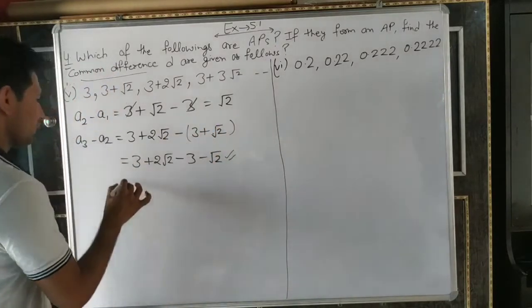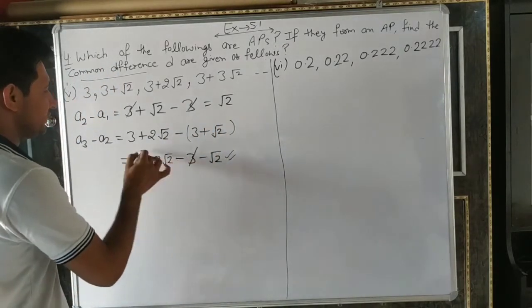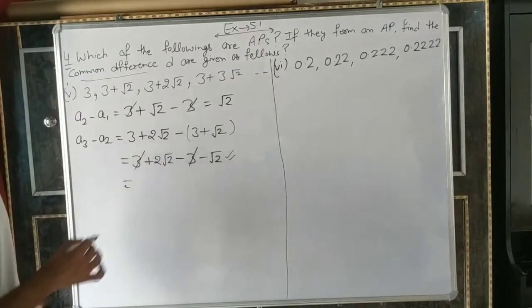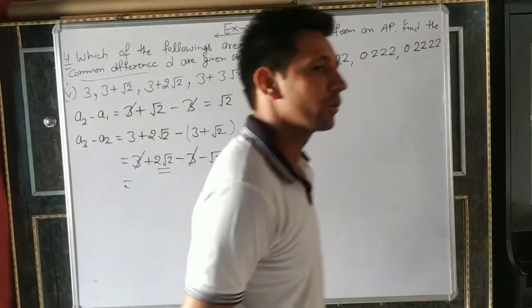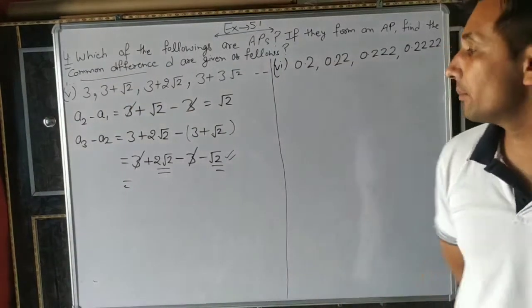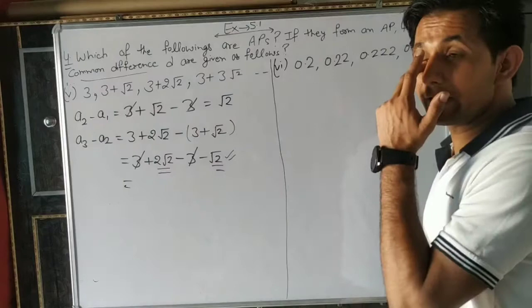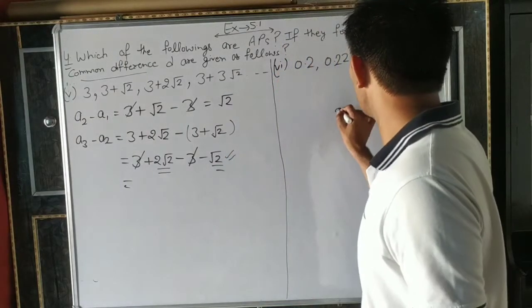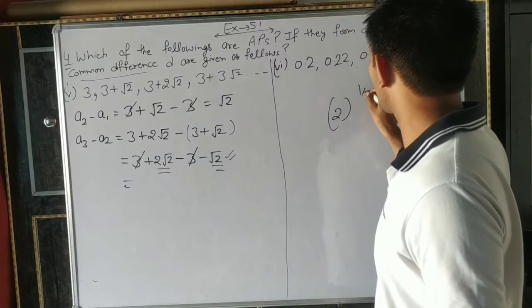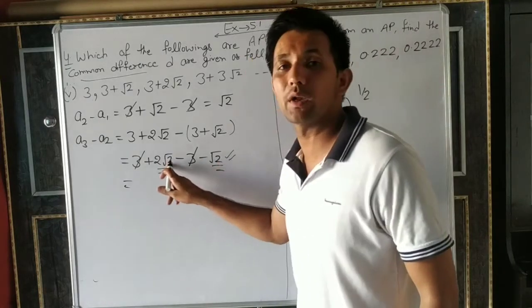Okay, so now 3 minus 3 is 0. Then 2 root 2 and minus root 2. Tell me, are they like terms or not? Yes, they are like terms, dear. What are like terms? Whenever the variable and power are the same. The power of root 2 means 1 upon 2. It is 1 upon 2.